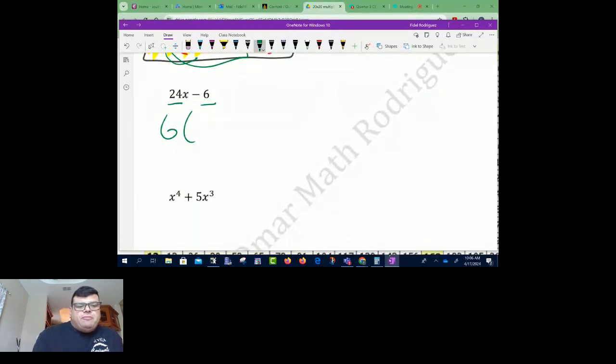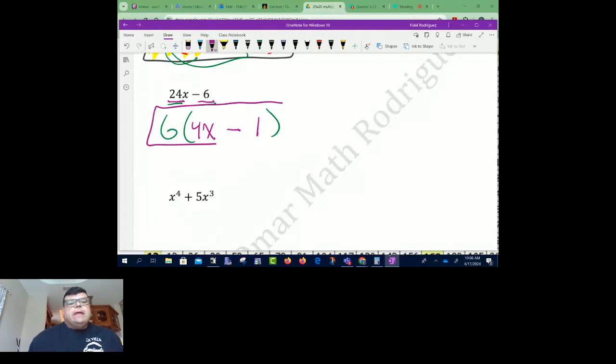So the biggest number we can take out, y'all, was really the number 6. Okay, so 6 goes into 24 4 times, and I still got that x, minus, because there's a minus here, 6 goes into 6 1 time. And this is the process that we're going to be doing, y'all, when we're factoring, okay?